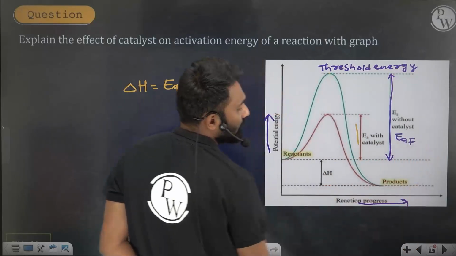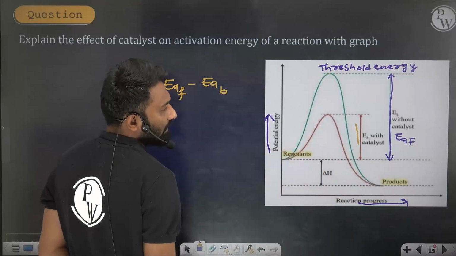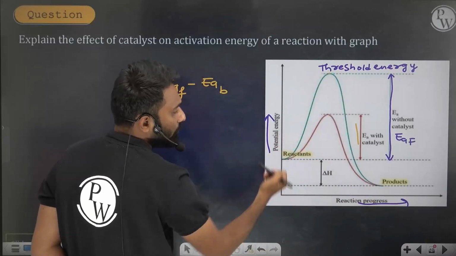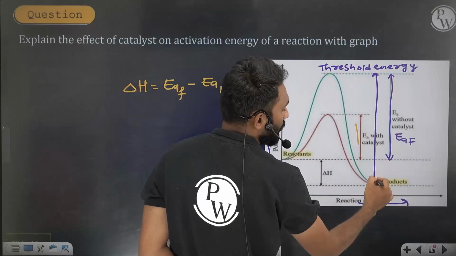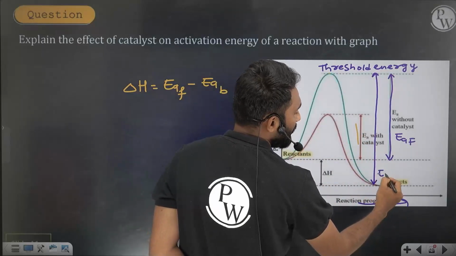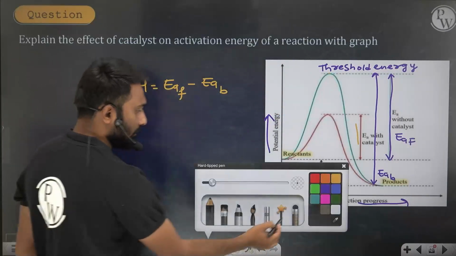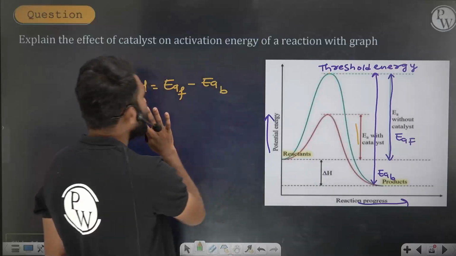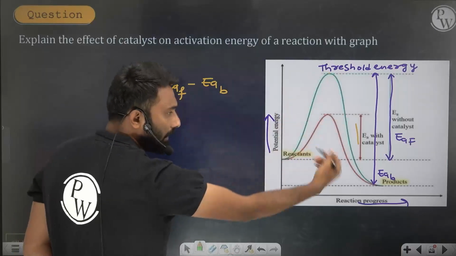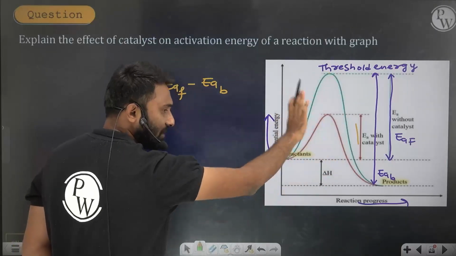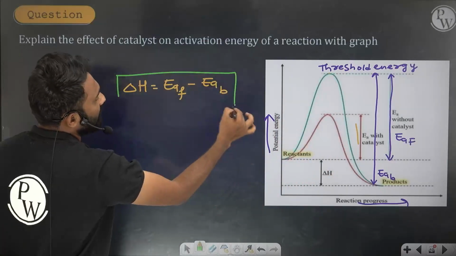energy of forward reaction. Clear? Now if you want to make the products again into the reactant, now this is the products' activation energy, or EA of the backward reaction. Now delta H. For this reaction, delta H is positive or negative? Is it an exothermic reaction or an endothermic reaction? Now by this we can calculate.